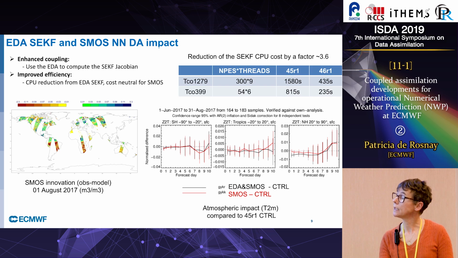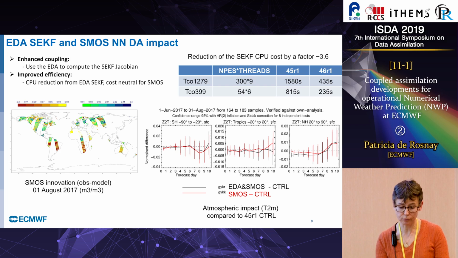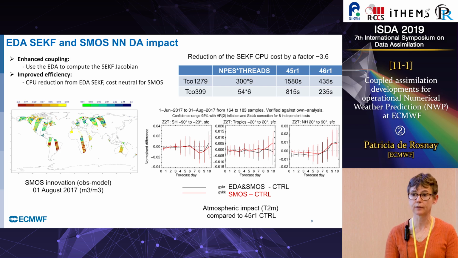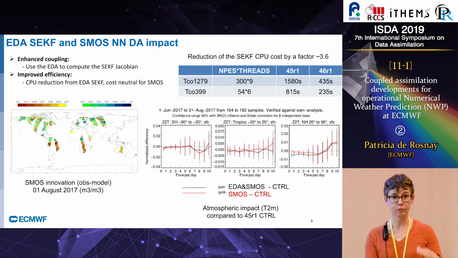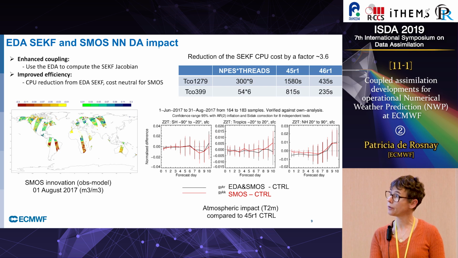And when we use the EDA to compute the Jacobians, so with enhanced weak coupling, we have a slight and slightly significant improvement, a reduction of the errors in the 2-meter temperature forecast. But you know, it's less than 1%. But it's still interesting that it is significant. So it shows the slight benefit of using the EDA to compute the Jacobians, not only in terms of efficiency, but also in terms of forecast scores for near-surface parameters.